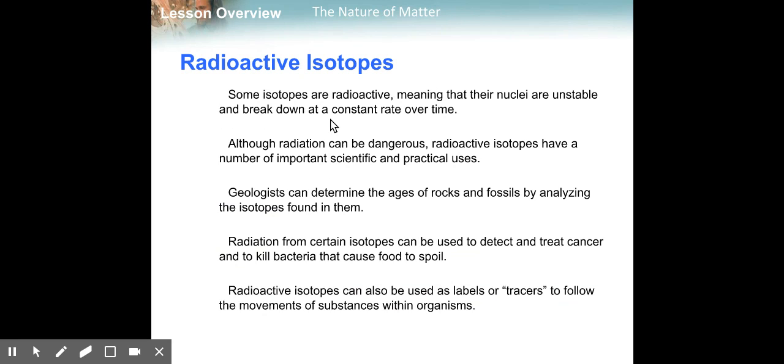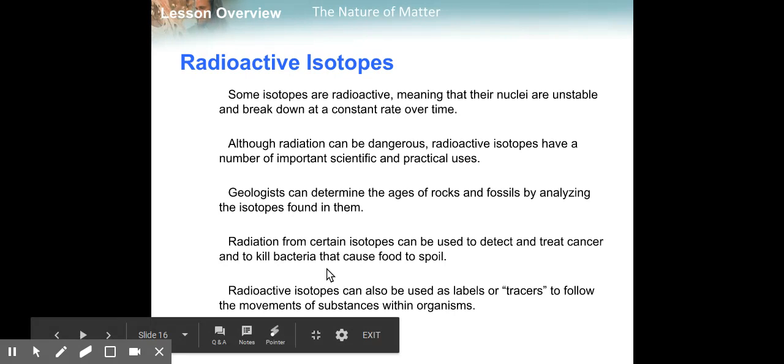Like I said before, some isotopes are radioactive. Their nucleus isn't stable. It's going to break down over time. And that's why they can use it for dating fossils and basically anything they find that's really old.